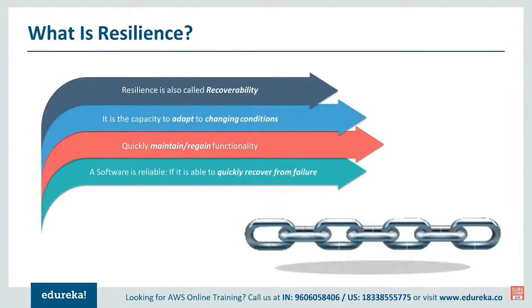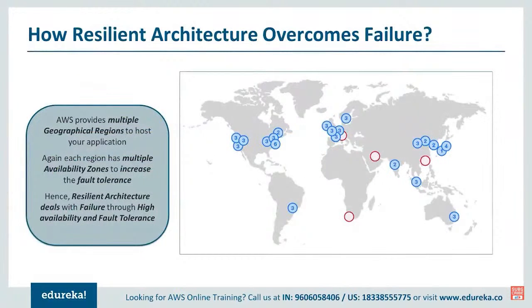So resilience is your ability to recover from a failure and adapt to changing conditions and then quickly regain the functionality. So from an AWS perspective, they're a global player and they have a footprint across 19 regions. They have multiple availability zones to increase the fault tolerance. So you always make sure that you design your applications with distributed workloads.